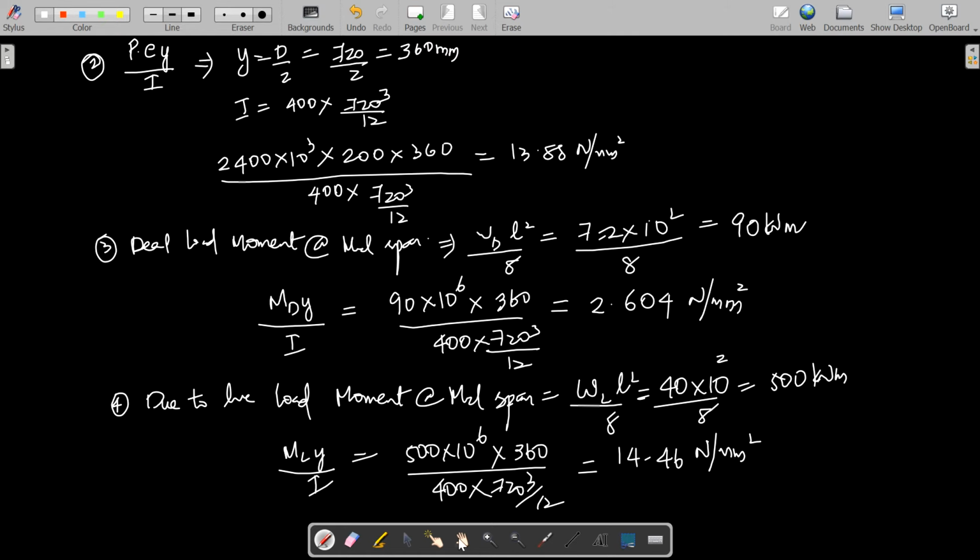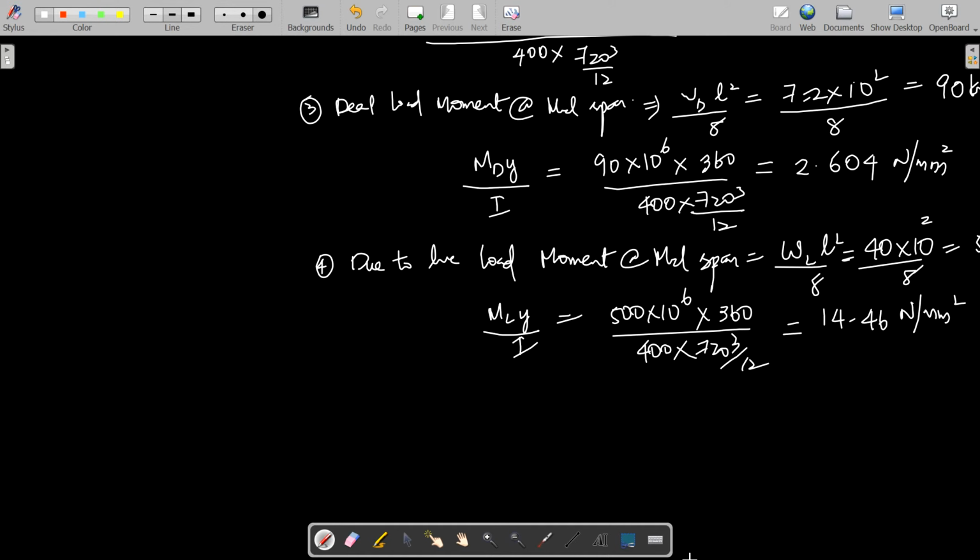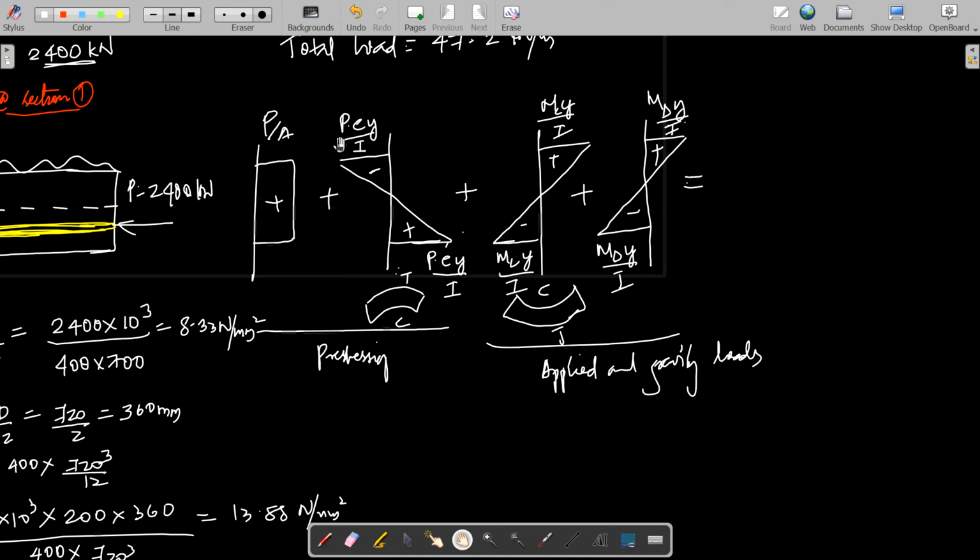Now we will substitute these values and find the stress at the top and at the bottom. Since this is a rectangular section, Y will be the same and I will also be the same throughout the section, but Y will be different if it is an unsymmetrical section. We need to do it correspondingly, and we will see that in the next class. So the stress at the top I can write as P by A minus P into E into Y by I plus M L into Y by I plus M D into Y by I. We have found these values and we will write them directly.